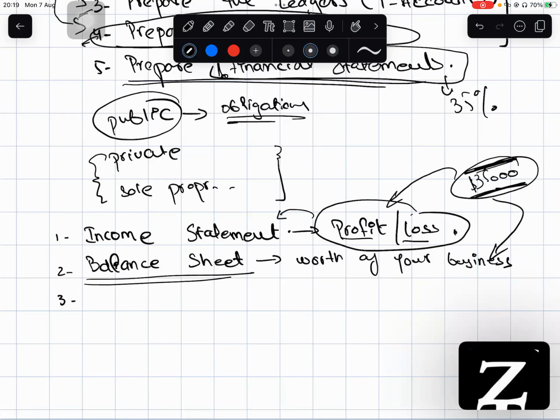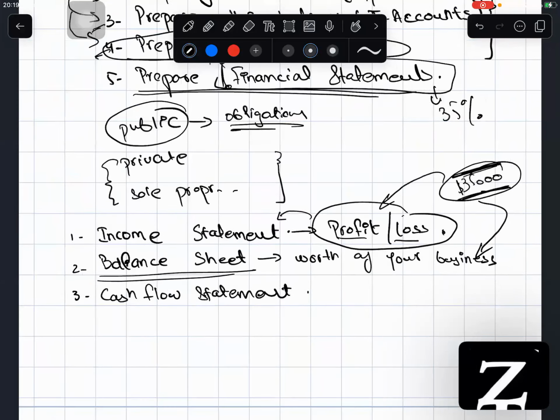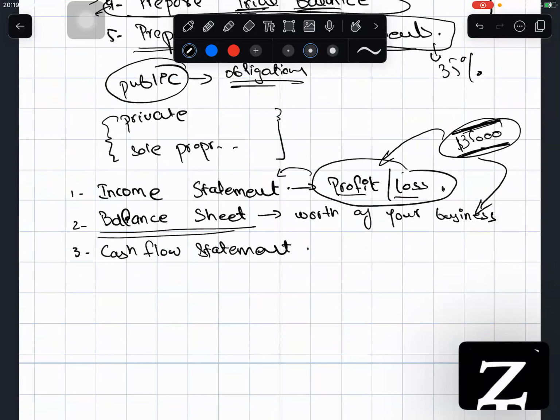And the last statement that is part of the financial statements is called the cash flow statement. Now, again, Zen, I'm telling you all of this in order for you to understand the holistic picture of what an accountant does. We'll get to all of this and it will become a lot clearer to you than it might be now.